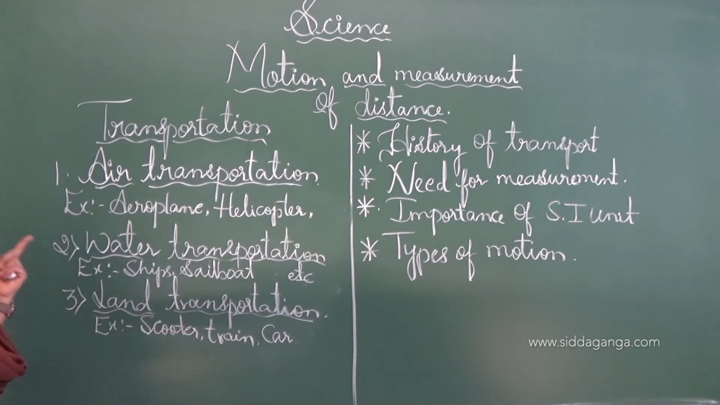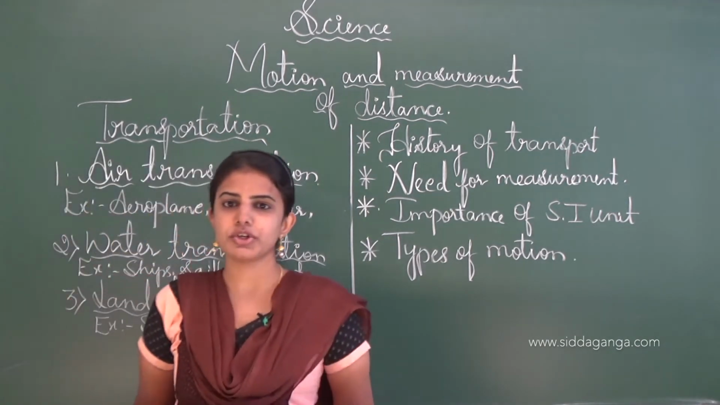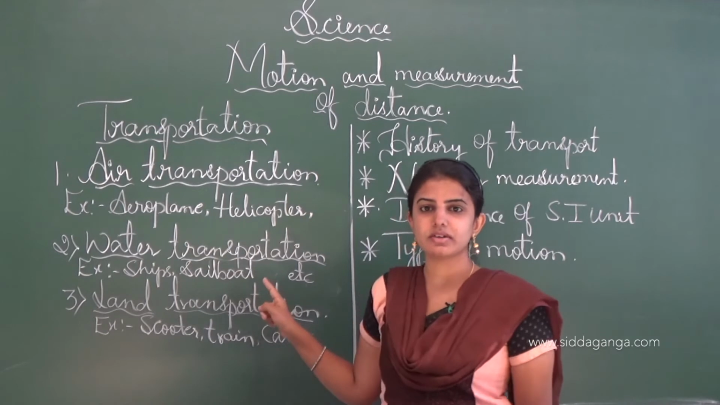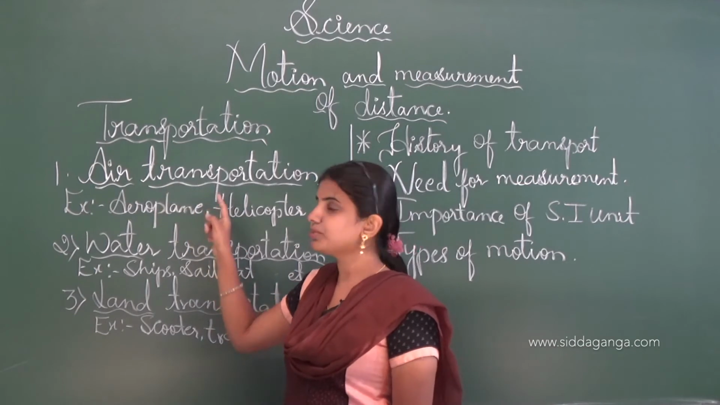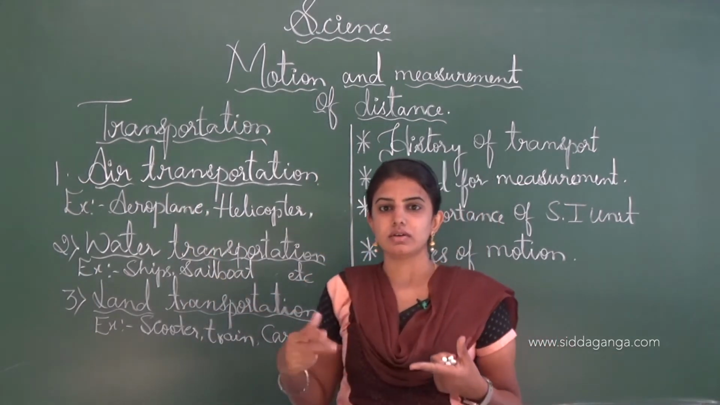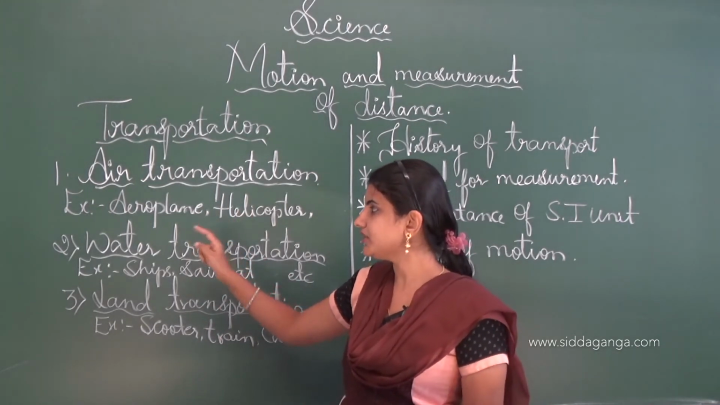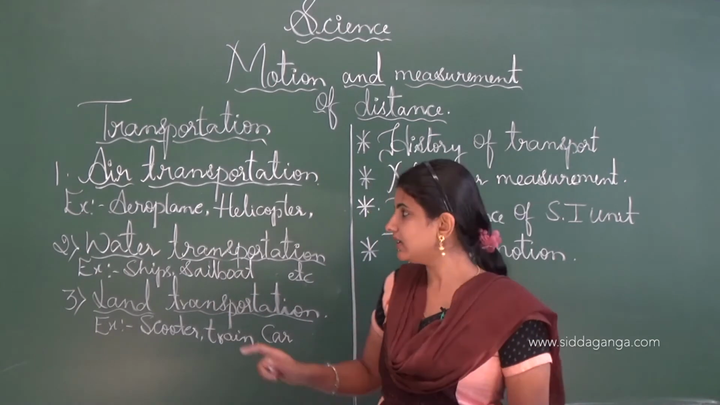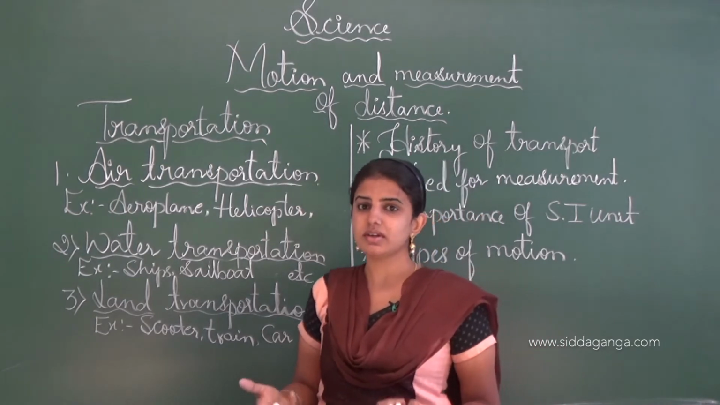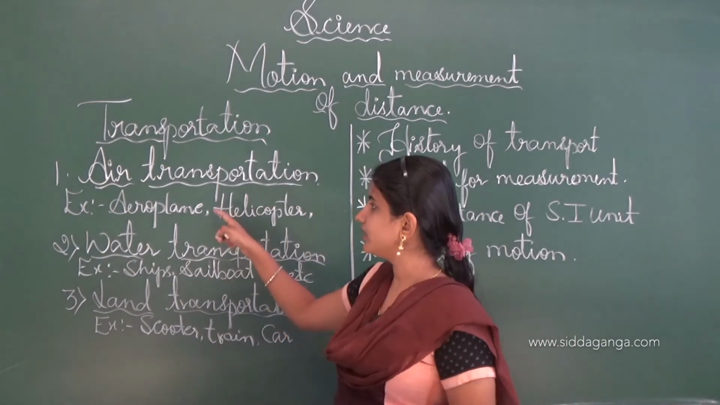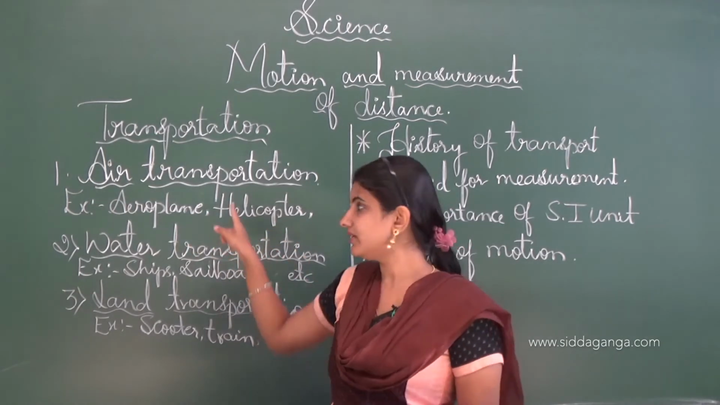See, once again I will tell you, transportation may be categorized into three main categories. One is air transportation, next one is water transportation, and another one is land transportation. See, one by one we will discuss. Air transportation, those vehicles which transport from one place to another through the air. Examples for air transportation are aeroplane, helicopter, and many others we see nowadays.